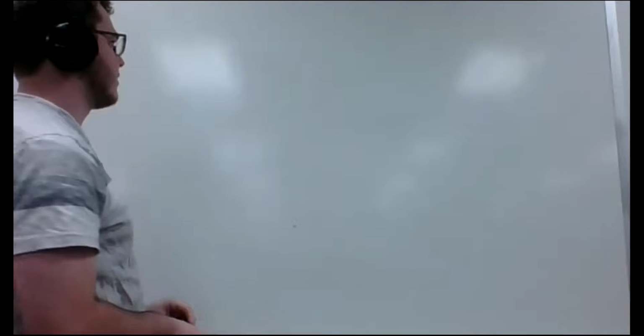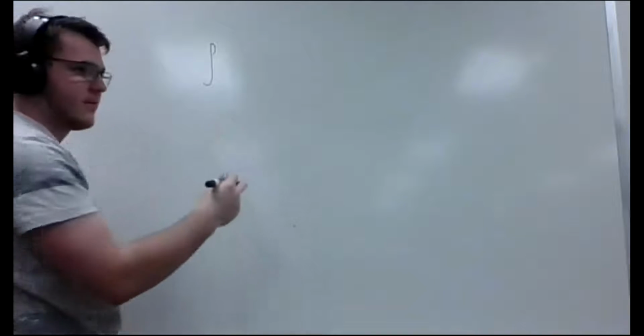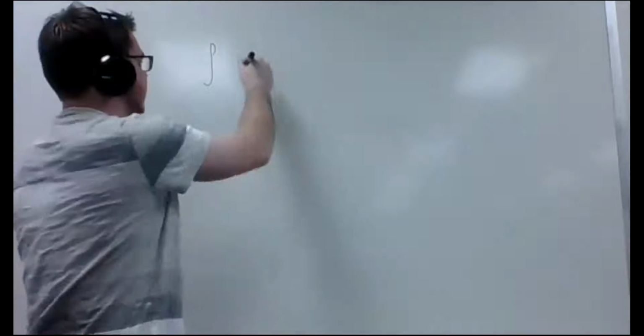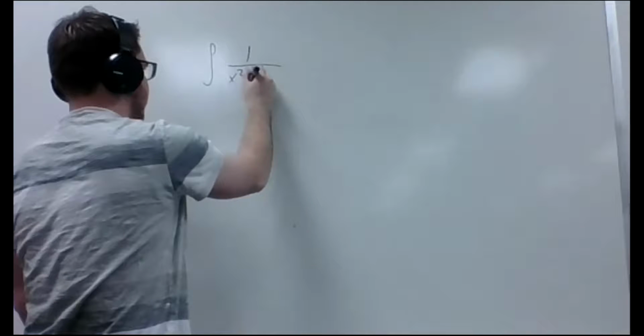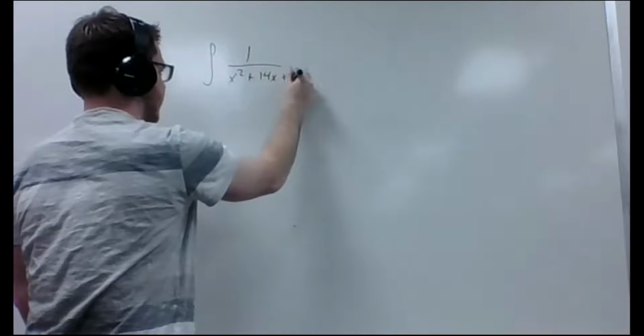So, like I said, they didn't really add any new rules on derivatives, so the problems just have a little more algebra in them, and you have to do a little more simplification. One thing I noticed that would be helpful is reviewing completing the square again. So let's say we have this 1 over x squared plus 14x plus 65.